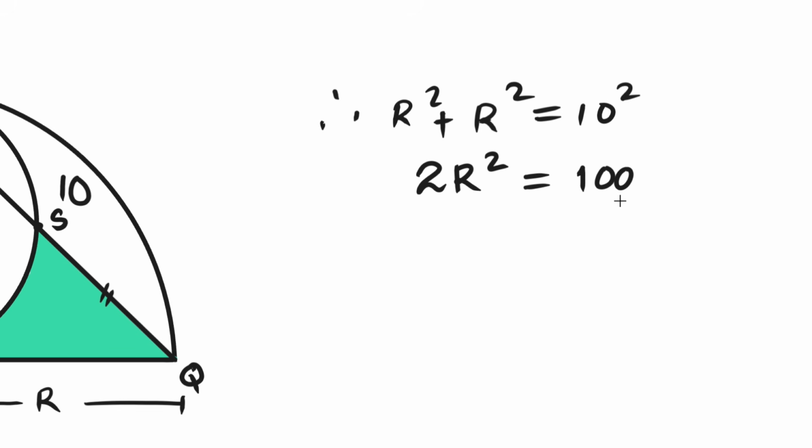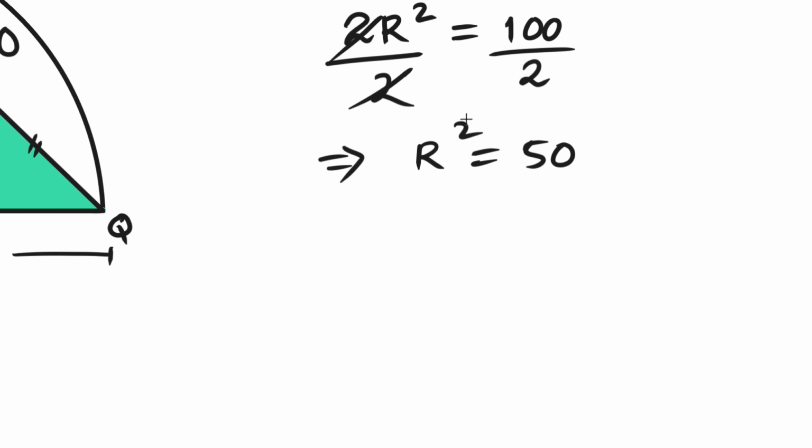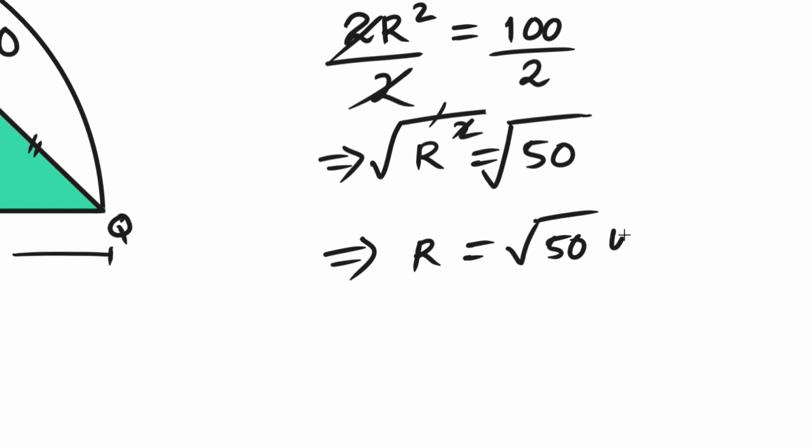Therefore, 2r squared equals 100. Now divide both sides by 2. This gives us r squared equals 50. To undo the square, we take the positive square root of both sides, because a radius must be positive. So r equals the square root of 50.